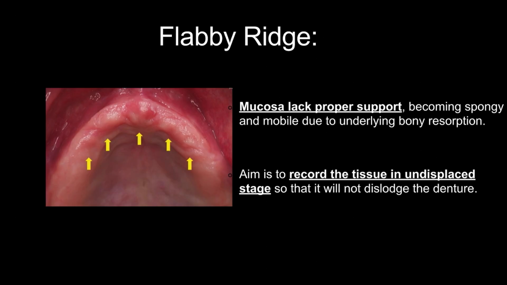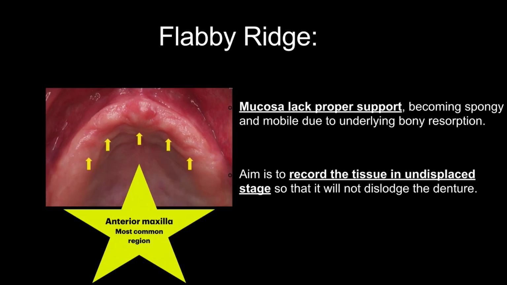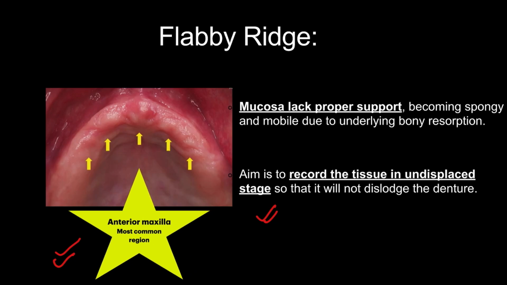So what is flabby ridge? Flabby ridge is also known as fibrous ridge. Because of the resorption of underlying bone, the overlying mucosa becomes mobile and spongy. This is most commonly found in anterior maxilla region. So the aim here is to record the tissue in undisplaced stage so that it will not dislodge the denture.